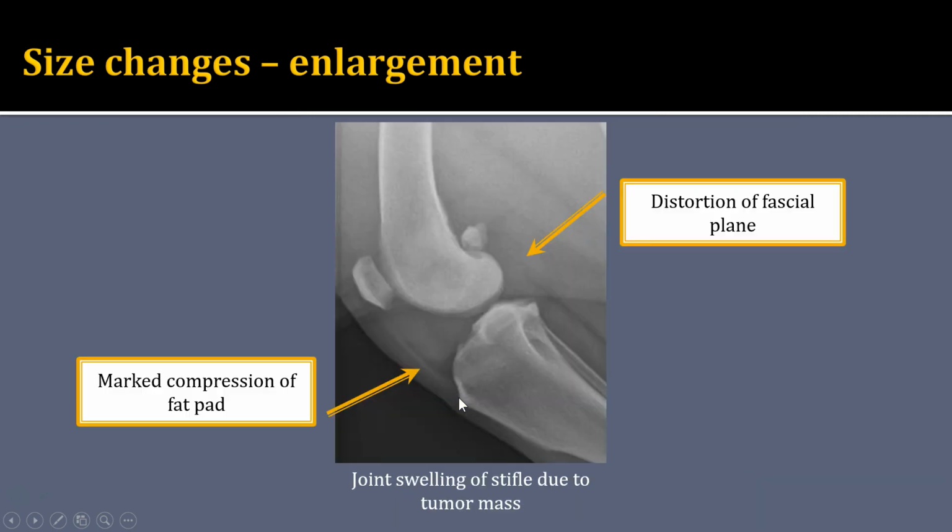And then in this last example, this is actually a patient that has soft tissue swelling that is centered on the stifle joint. So again, joint swelling or intracapsular swelling, which is actually entirely due to a soft tissue neoplasm, which is infiltrating that joint capsule. So this is tumor mass. So again, we cannot identify the actual underlying cause.